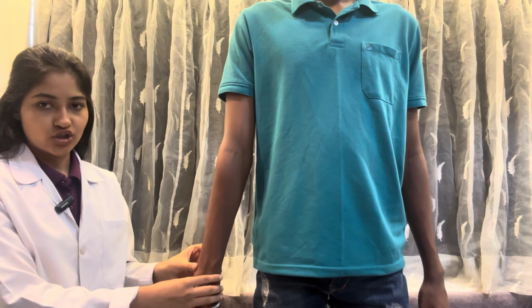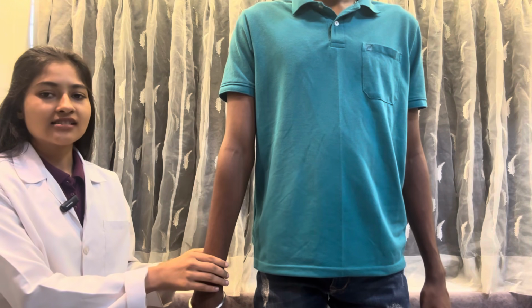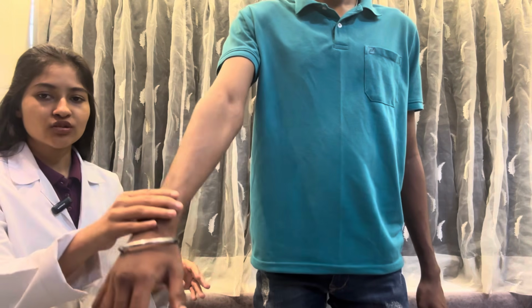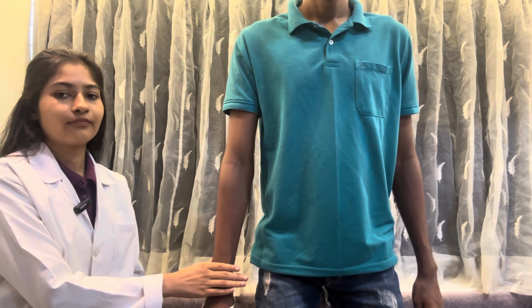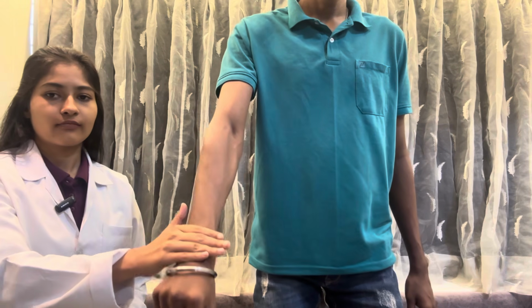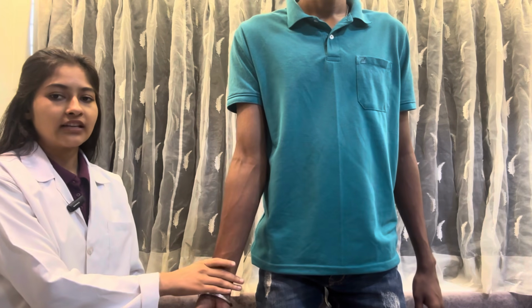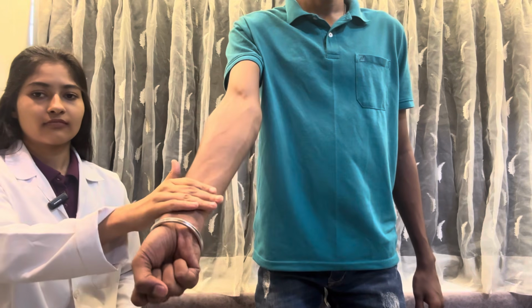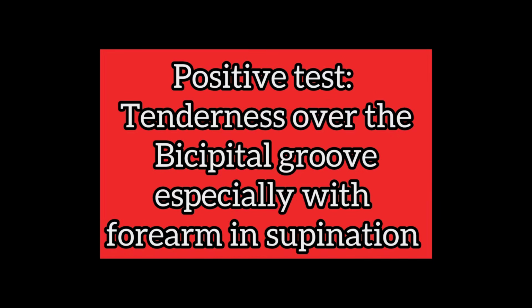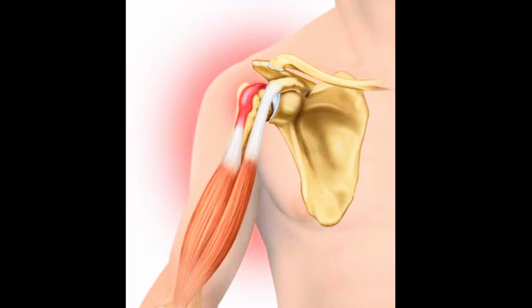forearm in pronation. Now, the patient is asked to perform a forward flexion movement against the resistance provided by the therapist. Now, the same movement is performed in supination. The test is considered positive if there is increased tenderness over the bicipital groove, especially when the arm is supinated.